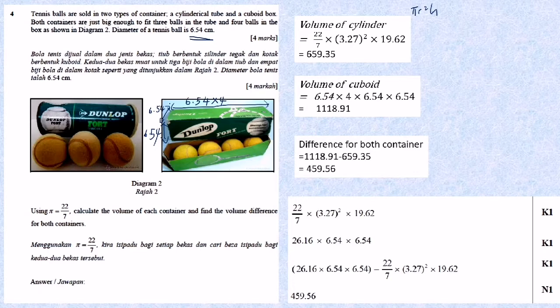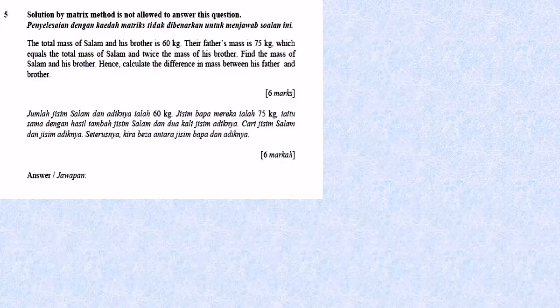Okay, now we check how we get the marks. First, volume of cylinder, 1 mark. Volume of cuboid, another 1 mark. Difference in volume for both containers, 1 mark. And the answer, 1 mark. Total is 4 marks.